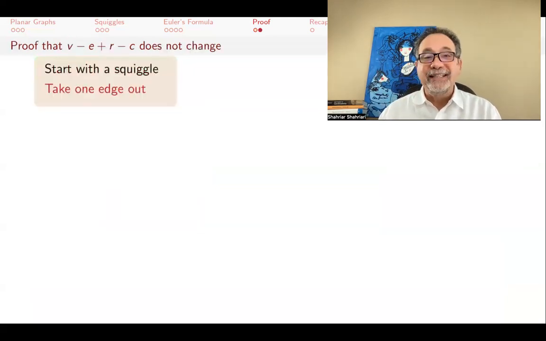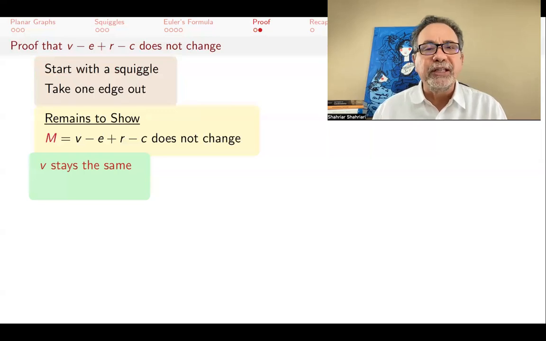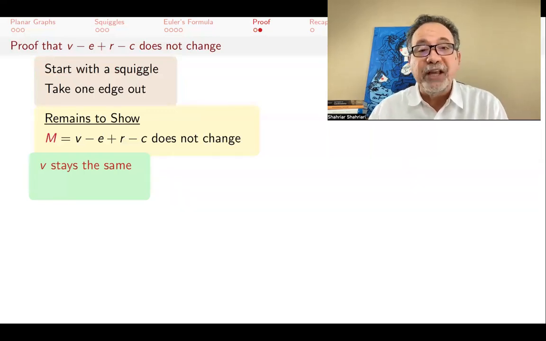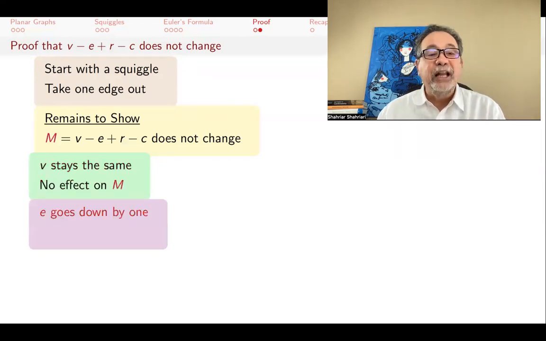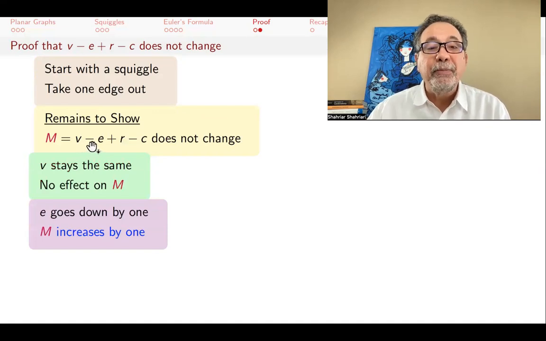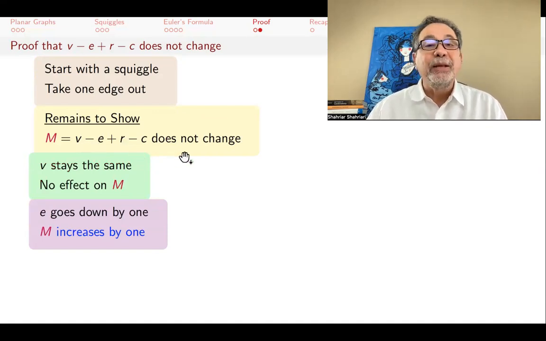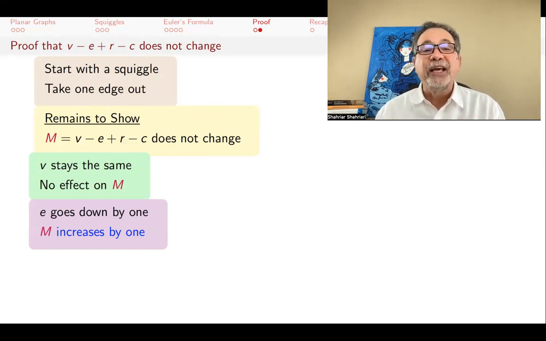Start with a squiggle and take an edge out. It remains to show that M does not change. If I do that, the proof will be complete. So first of all, the number of vertices stays the same. You didn't take a vertex out, you just took an edge out. So the number of vertices stays the same, and that has no effect on M. The number of edges has gone down by 1 because you took an edge out. And so M at this point has increased by 1 because remember, we were subtracting the number of edges, and if you make E 1 less, then M is going up by 1. So at this time, we think M went up by 1, and we're a little bit worried because we want to show that M actually does not change when you take an edge out.